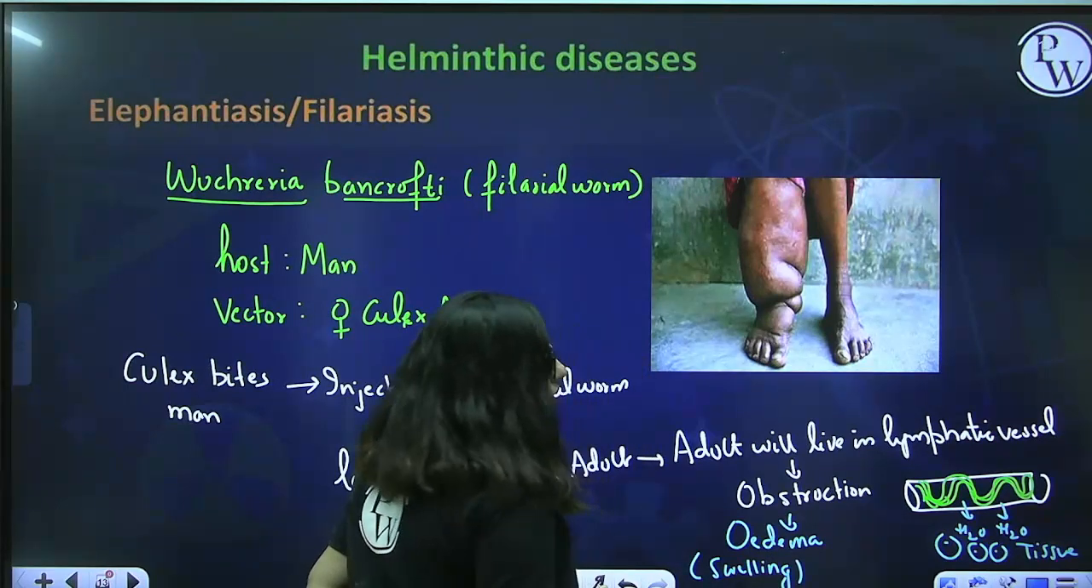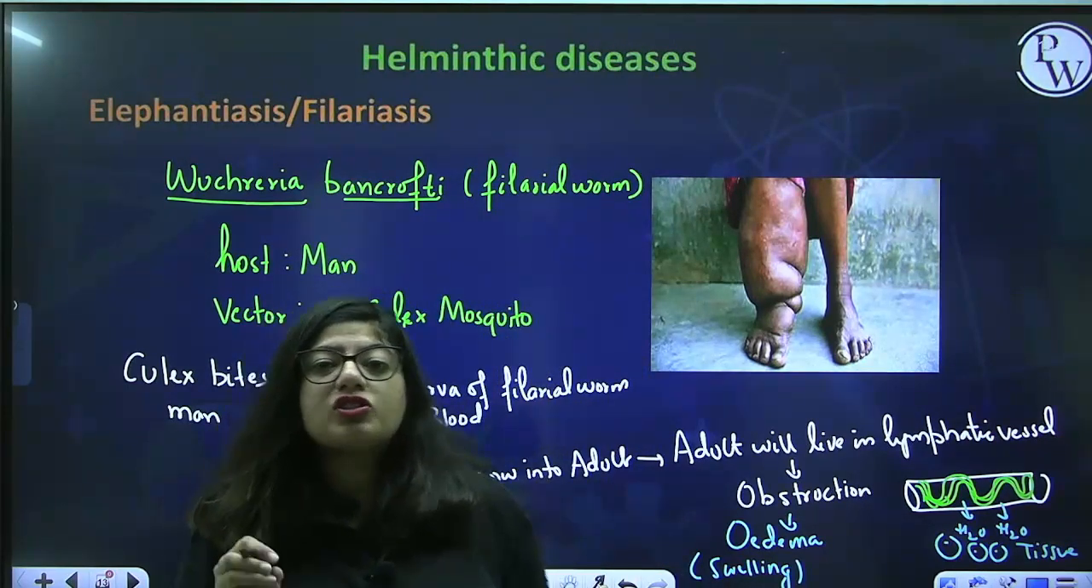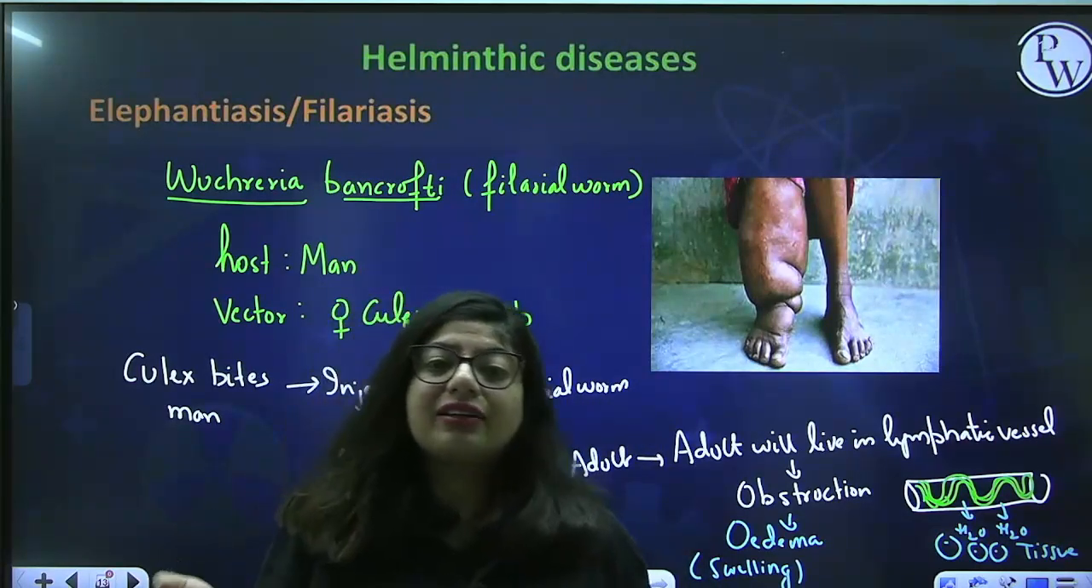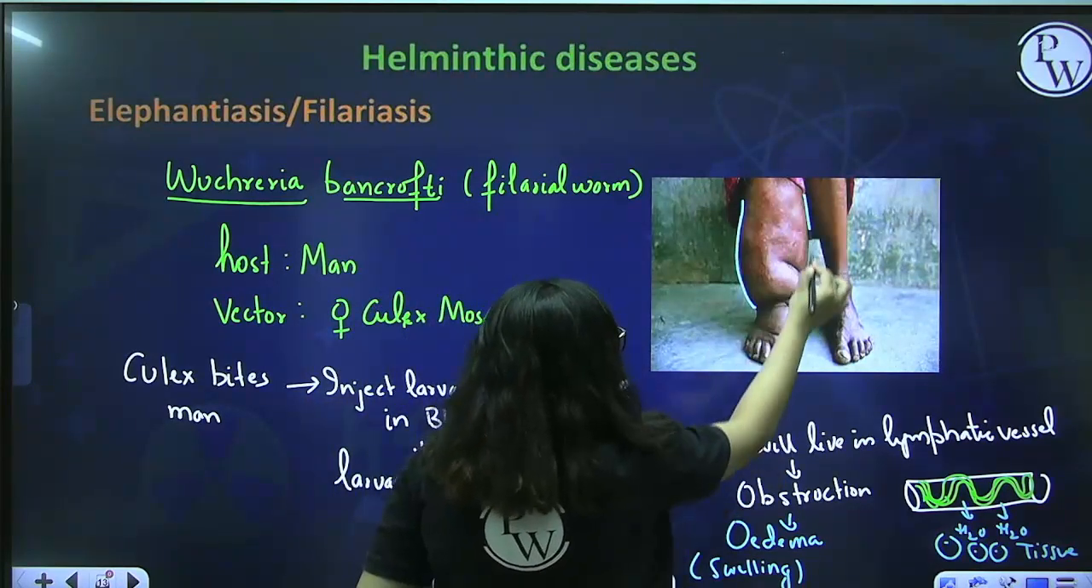Okay, why is this swelling? Because water enters into the tissue. Why does water enter? Because this worm is obstructing the lymphatic vessel. So there is no space for water, and water has entered into tissues. So that's why you will see the swelling in the lower limb especially.